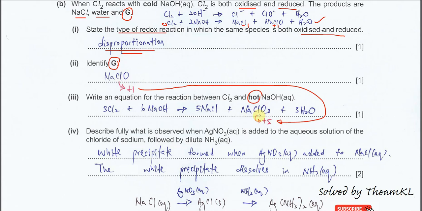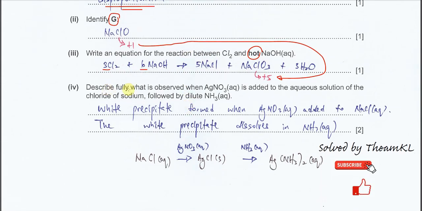So the equation is quite similar. It's just this sodium chlorate that is different. If it's cold, then it forms sodium chlorate(I). If it's hot, then it will form sodium chlorate(V). So you just balance accordingly. It will still form the same salt, sodium chloride, and the water.